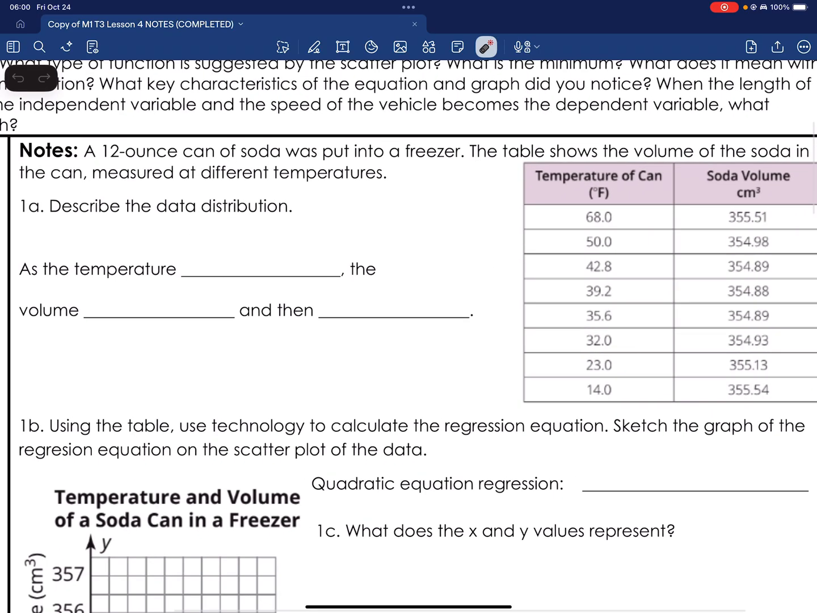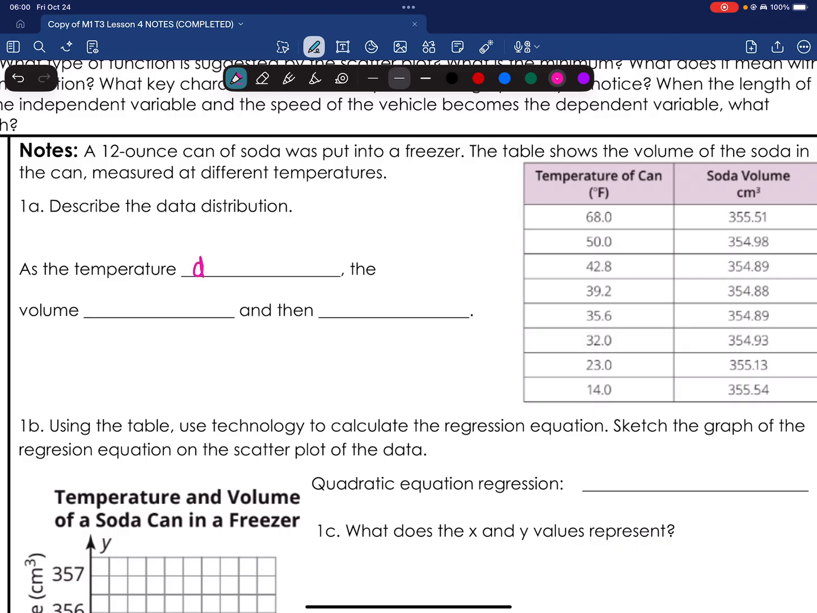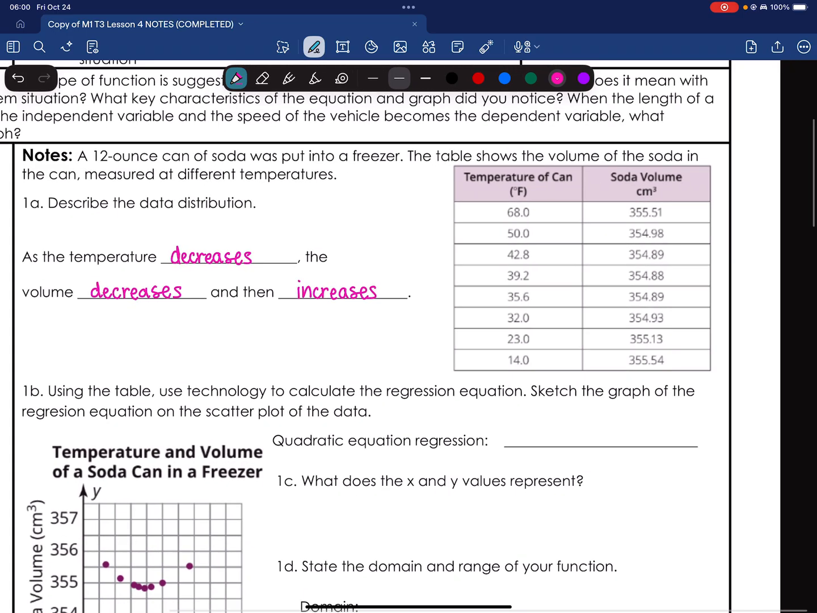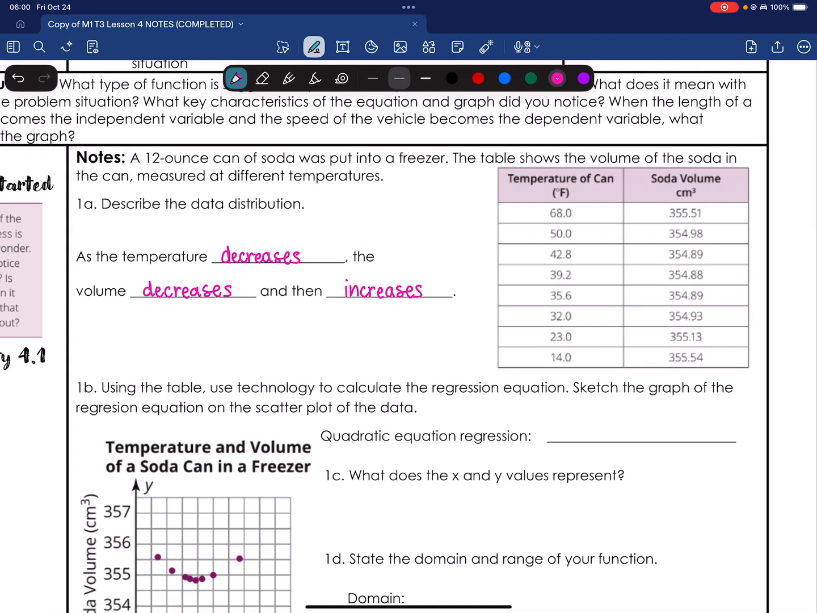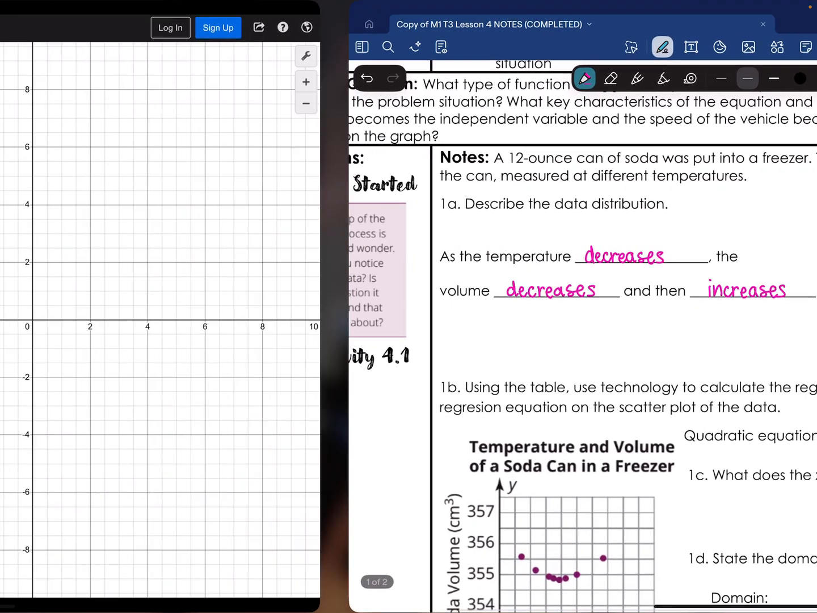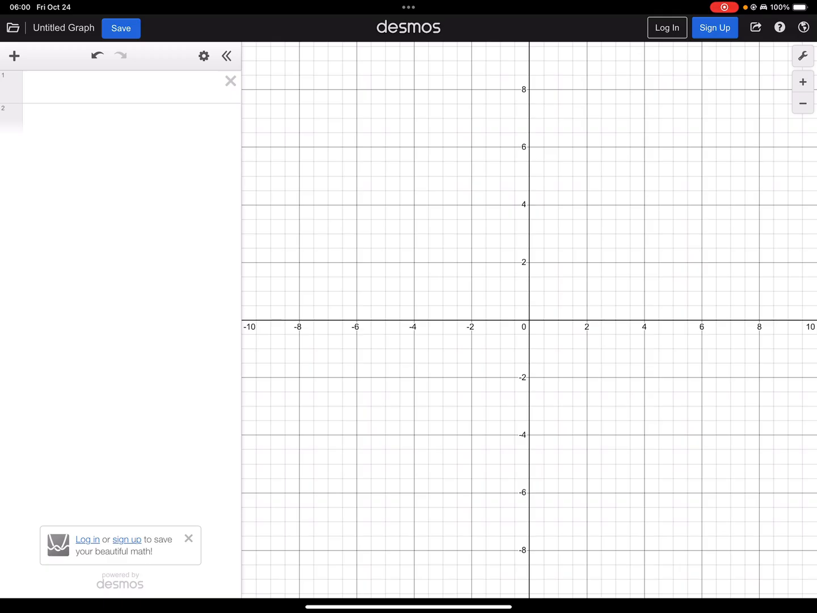So when we fill in the blank, we're going to say, as the temperature decreases, the volume decreases, and then increases. Okay? Now, using the table, use technology to calculate the regression equation. Sketch the graph of the regression equation on the scatter plot. So what we're going to do is we're going to switch over to Desmos.